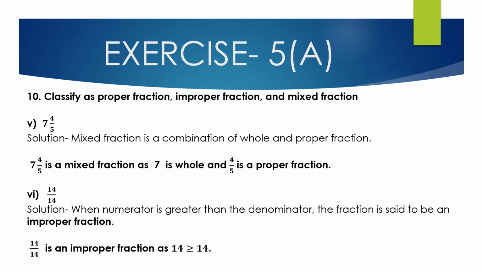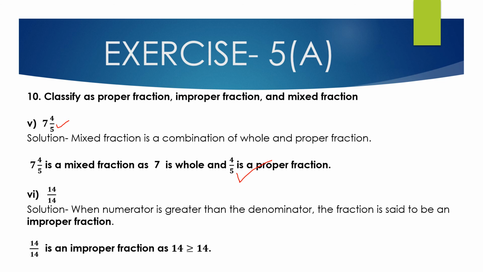Now we solve the fifth bit. Fifth bit is 7 4 divided by 5, and this is a mixed fraction. Mixed fraction is a combination of a whole and a proper fraction. Here 7 is the whole and 4 divided by 5 is a proper fraction, as numerator 4 is less than the denominator 5. So this is a mixed fraction. Mixed fraction consists of a whole and a proper fraction.